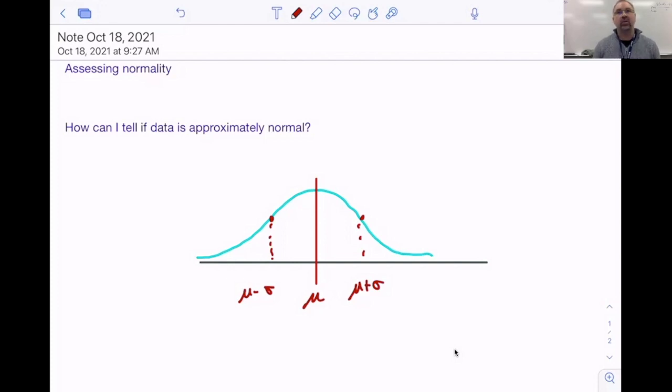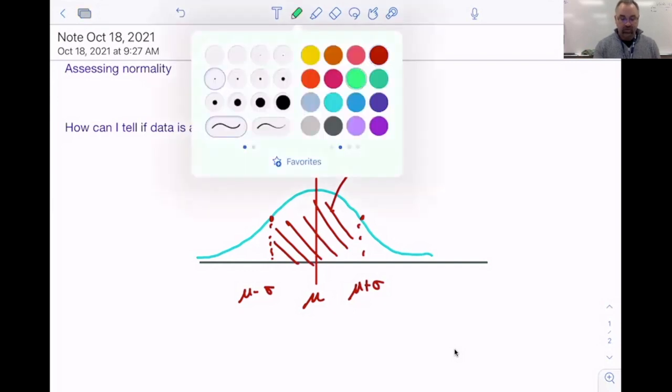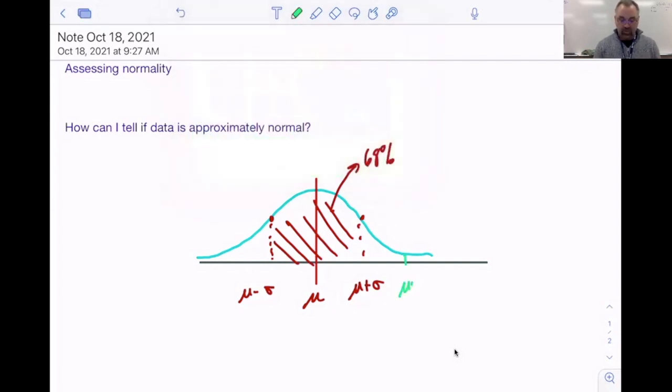One of the first ways I'm going to assess normality is using that rule we talked about in the previous video. Within one standard deviation of the mean, what percentage of the data should be in that interval? Well, that was 68%. So when I have my data set, I'm going to look at the mean, find the standard deviation, and see what that interval looks like. Then I'm going to go over two standard deviations from the mean, mu plus 2 sigma and mu minus 2 sigma. When I color that whole thing in green, that's supposed to be 95% of the data. I'll take a look and see what that number looks like.